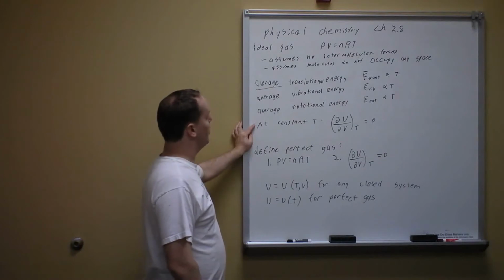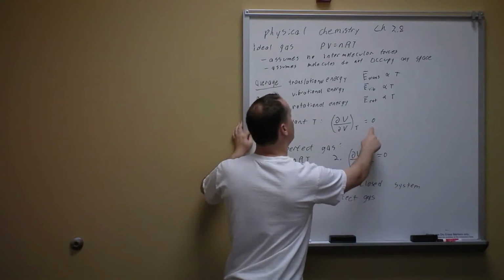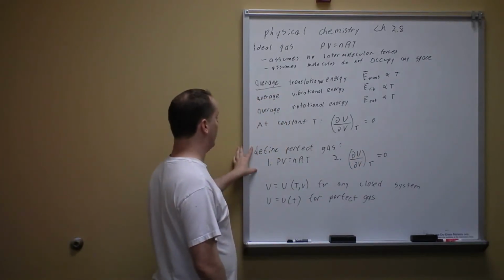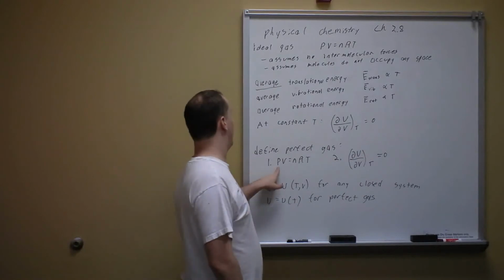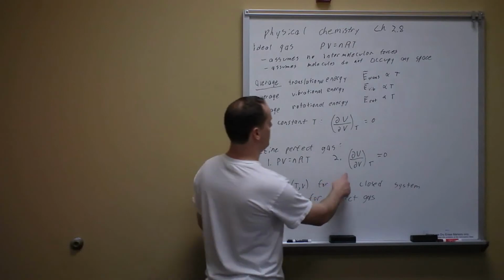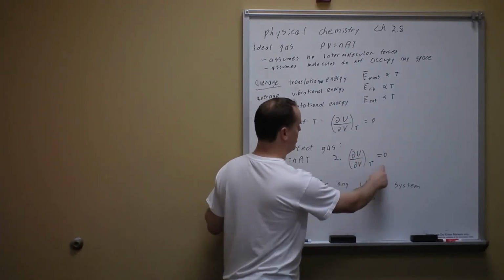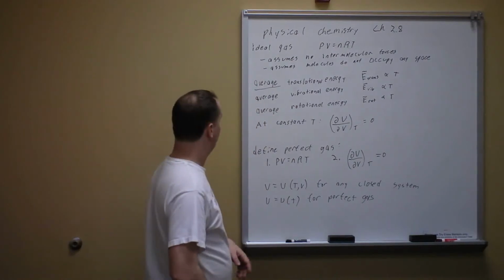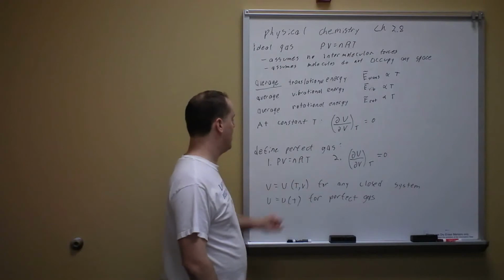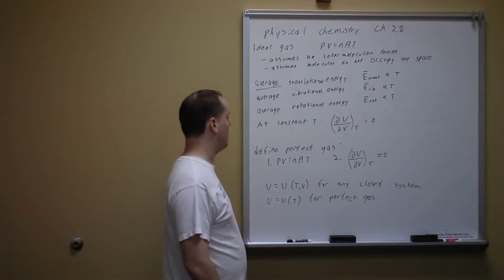Now, we know that at constant temperature, the derivative of U with respect to V at constant T equals 0. That's how we're going to define a perfect gas. For a perfect gas, 1, PV = nRT, just like an ideal gas, and 2, the derivative of internal energy with respect to volume at constant temperature is equal to 0. So we know that for any closed system, U is a function of temperature and volume. But for a perfect gas, we're just going to say that U is a function of temperature only.